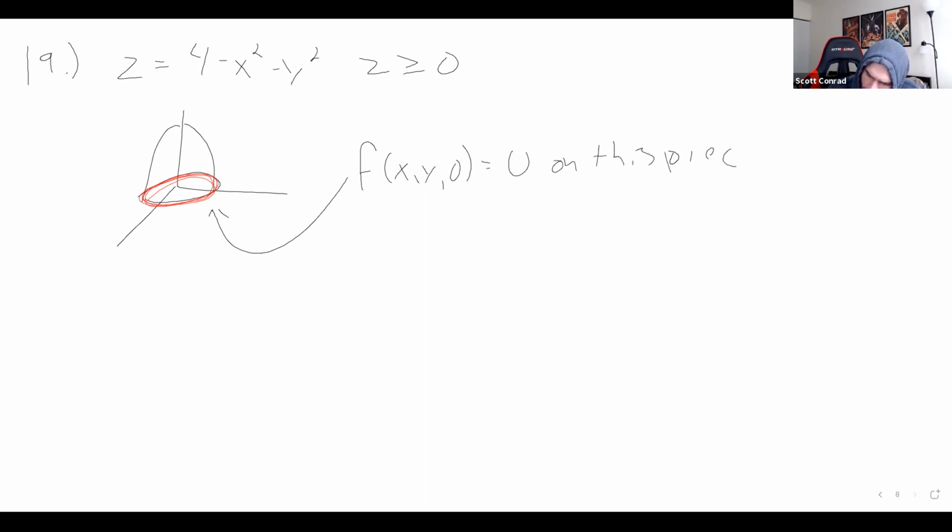Depending on the problem, that could be a thing you need to be mindful of. Yeah, it's going to be 0 on that whole piece. You should explicitly write that down. That's a valid point. It would be a good idea to write that down.